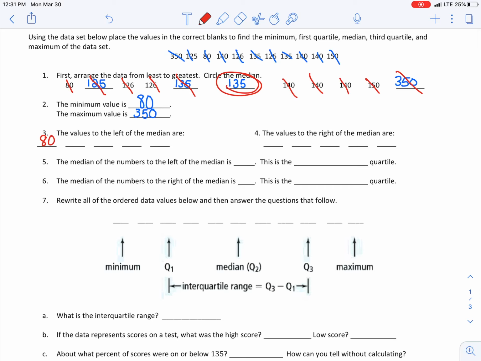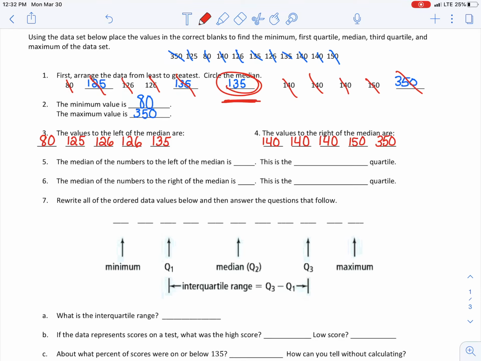That is 80, 125, 126, 126, and 135. Okay, we do not include that median value since we have an odd number of data points. Okay, so the values to the right, so your upper half of your data are 140, 140, 140, 150, and 350.